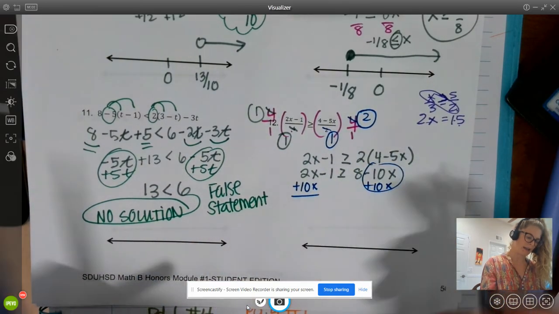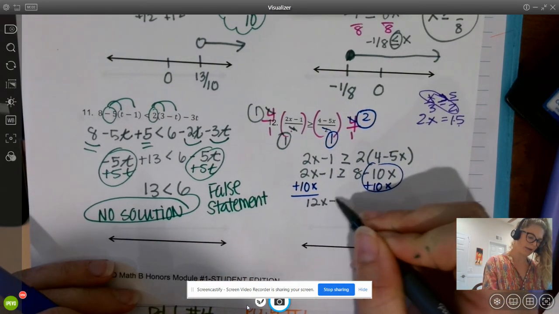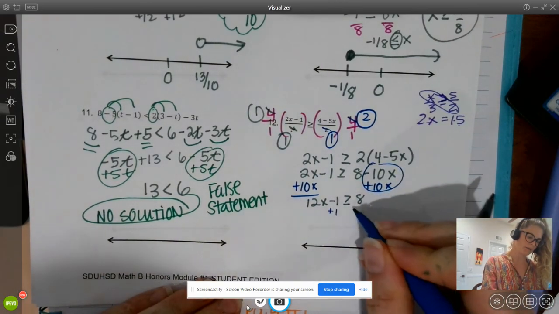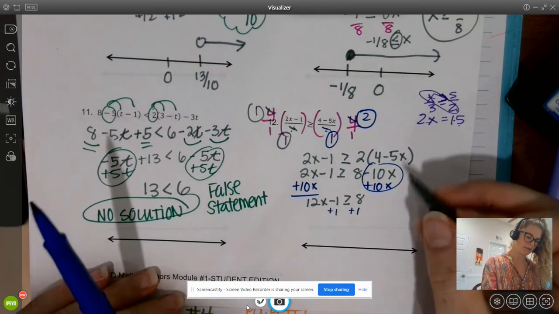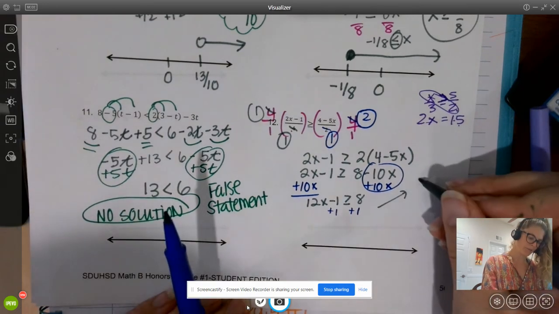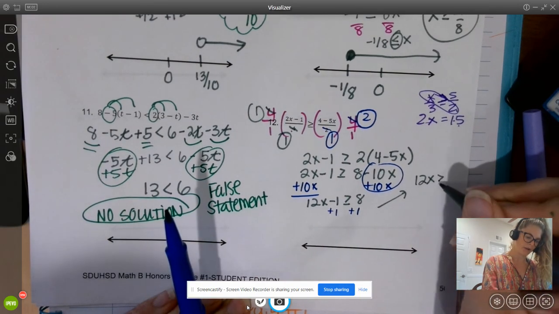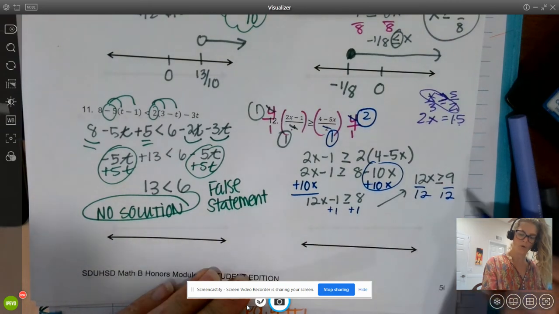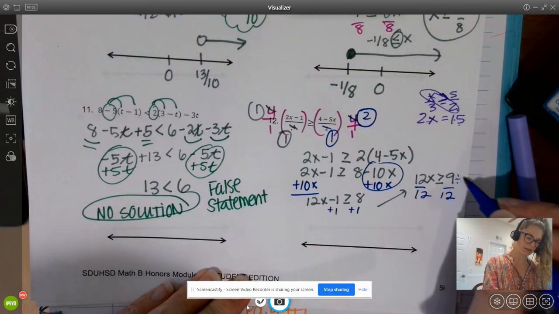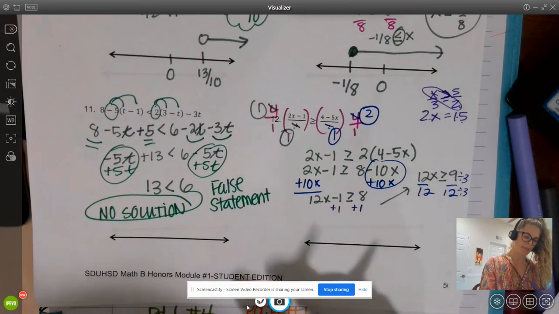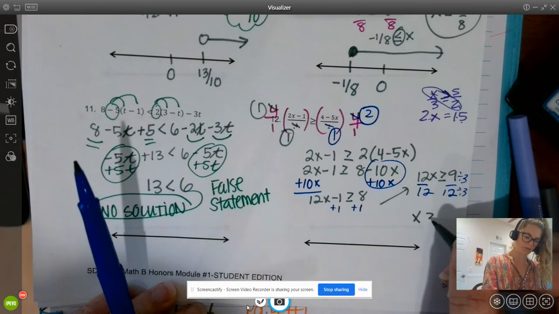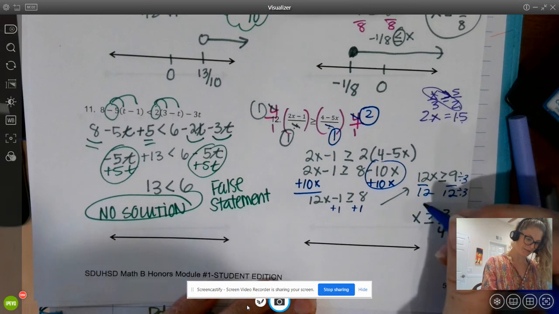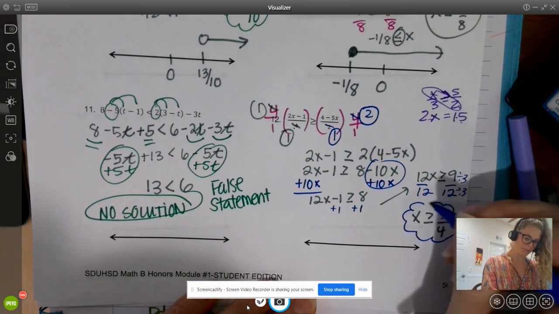When I do that, I end up with 12x minus 1 is greater than or equal to 8. I'm going to add 1 to both sides. When I do that, I have 12x is greater than or equal to 9. Divide both sides by 12, and of course reduce. Notice scale down by 3. I get my final answer of x is greater than or equal to 3/4. My final answer, the final answer of the final problem.